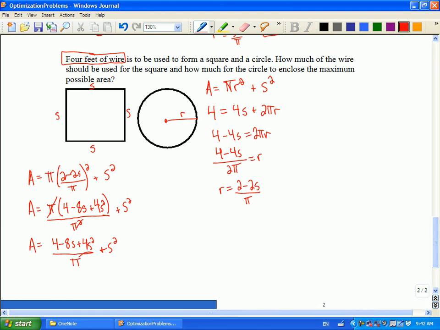So that gives me an area just in terms of the square. It won't be the same formula, but it should give you the same answer if you did it in terms of the radius. That would also be fine if that's the way you chose to do it. But now that we're here, we're going to find the derivative, and as I mentioned, we're going to use the calculator to help us find this point. So let's go and find the derivative.